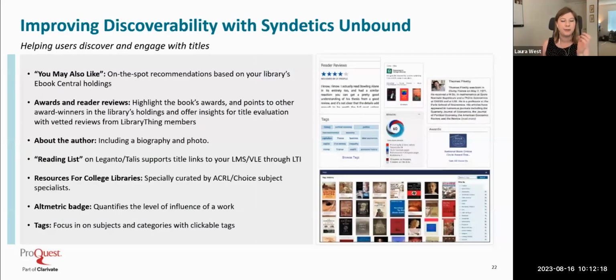We also have an extension of ProQuest Ebook Central called Syndetics Unbound. Now, the actual mechanisms from your point of view aren't entirely relevant, but whenever you're seeing features like the "you may also like" recommendations within Ebook Central, any type of outline for award and reader reviews about the author, anything like that, this type of enriching data is brought to Ebook Central through Syndetics Unbound.